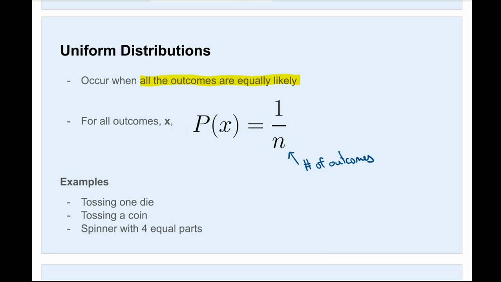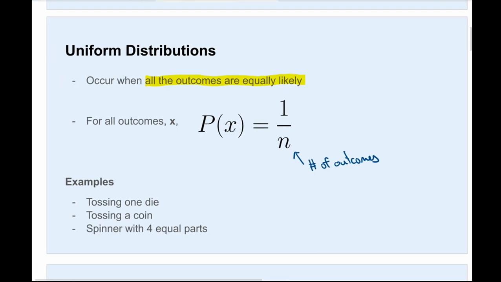So for some examples, tossing one die, a regular 6-sided die, I would say each outcome has a 1 in 6 chance of occurring. For tossing a coin, a 1 in 2 chance, heads or tails, 50%, 50-50. A spinner with 4 equal parts, a 1 in 4 chance. So each outcome or each part has a 1 in 4 chance of occurring. So they're all equally likely.